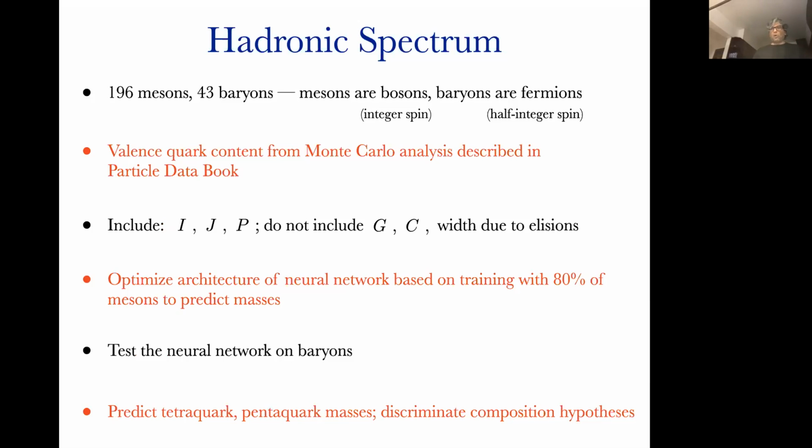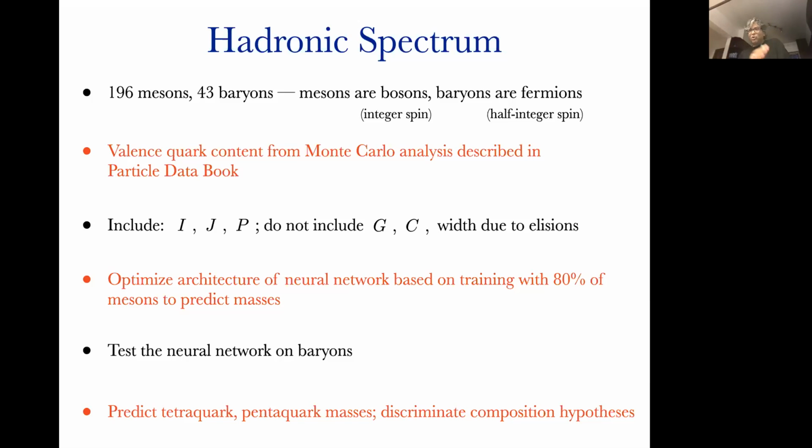All right, so we looked at our particle data book, and we noticed there are 196 mesons and 43 baryons. The mesons have integer spin, they're called bosons. The baryons have half-integer spin, they're called fermions. And we look at the particle properties of mesons and baryons. It turns out that in this data set we've measured quite a few things. We measured various quantum numbers associated with these particles. These quantum numbers include isospin, angular momentum, and parity. There are other measurements, G parity, charge parity, width, lifetime. These are not complete in this data set as far as measurements that people have made. So we don't include that in our analysis.